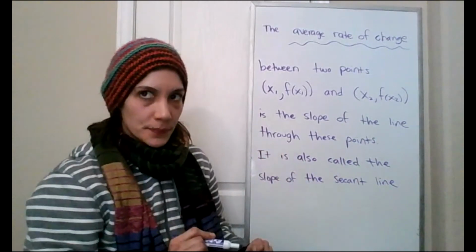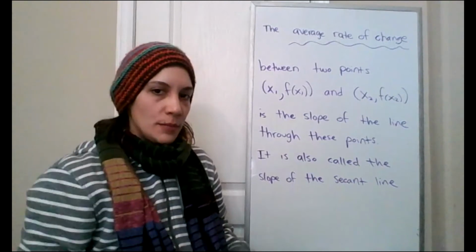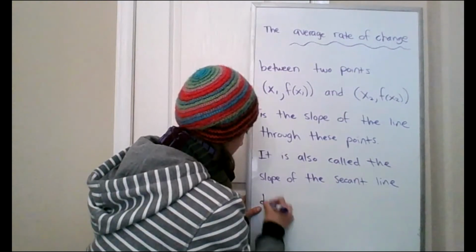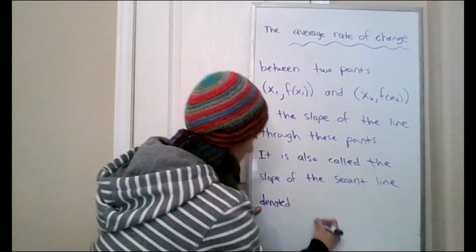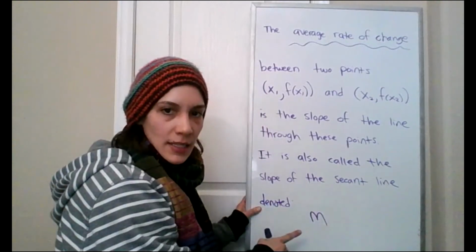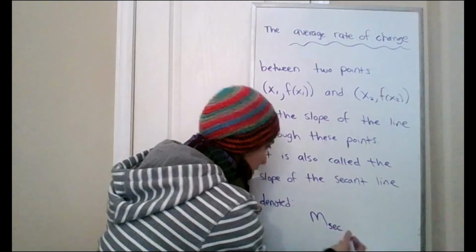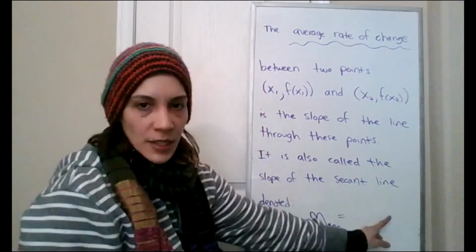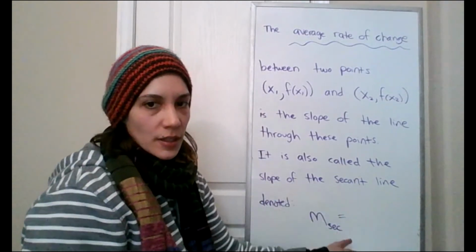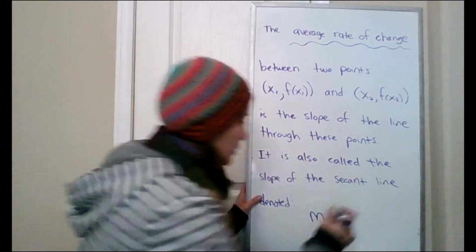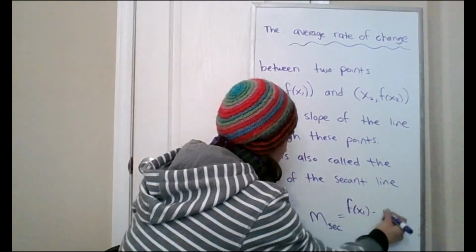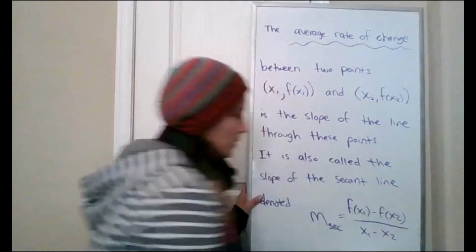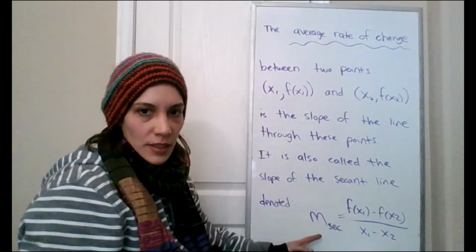This is done. And it's denoted m for slope, and then subscript sec for secant. So slope of the secant line equals the difference in the y values over the difference in the x values. So f(x1) minus f(x2) over x1 minus x2. So slope should look familiar.